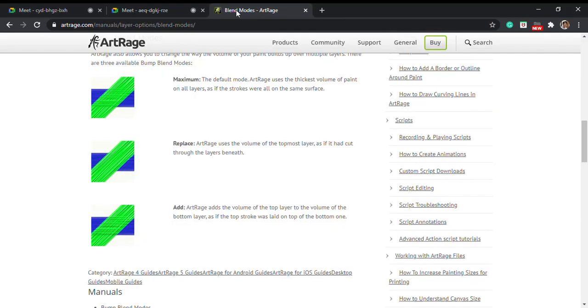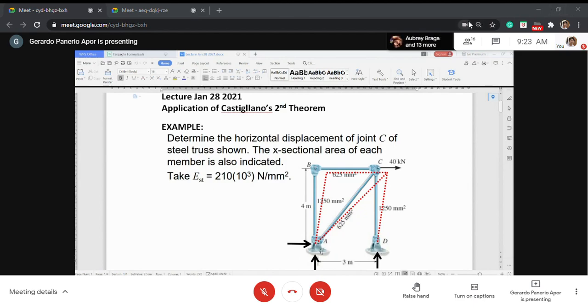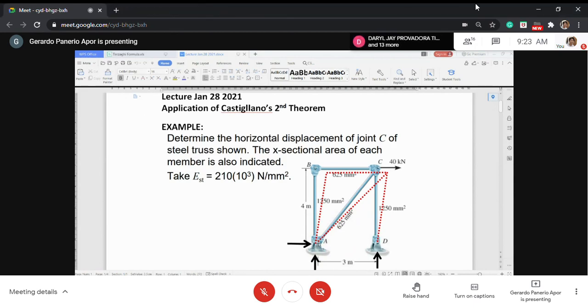But supposedly, if one of these is a roller, it will be an unstable structure. So therefore, to avoid an unstable structure but still maintain its determinacy, A and D are pin connections. Okay, this is still a determinate structure, meaning we can still use the principle of equilibrium to solve the member forces here.